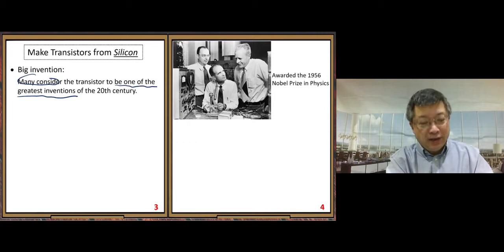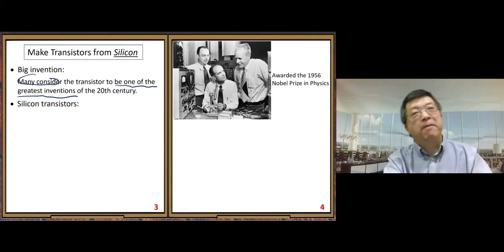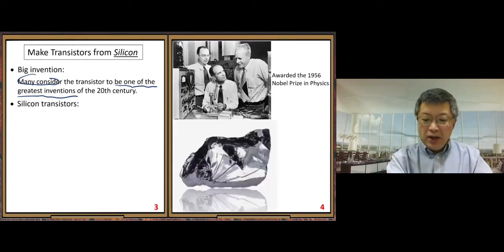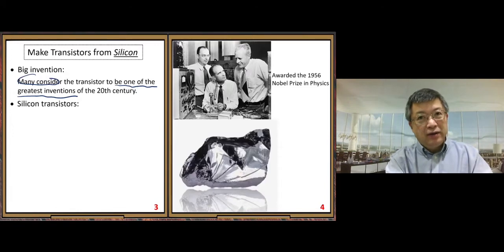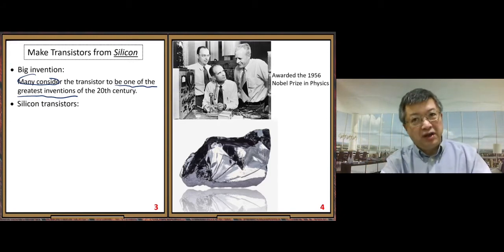All right. So next, silicon transistors. At the beginning, people did not use silicon to build transistors. But later, silicon was used to build transistors. Here, this is silicon, crystal silicon.